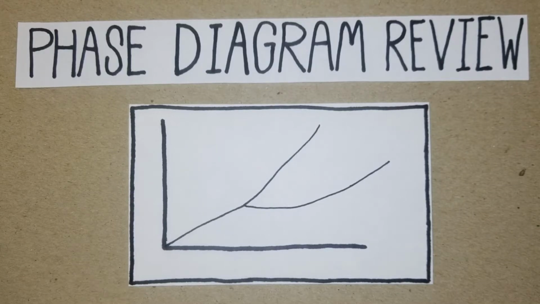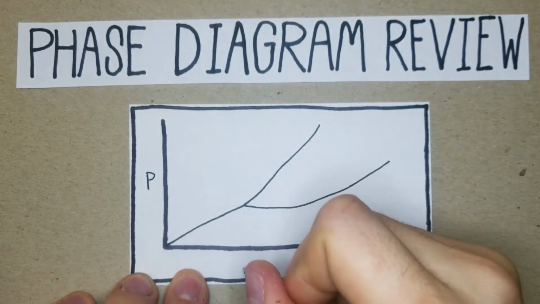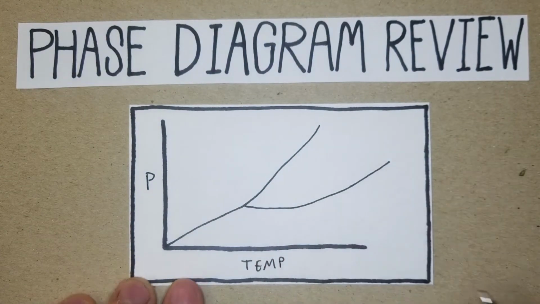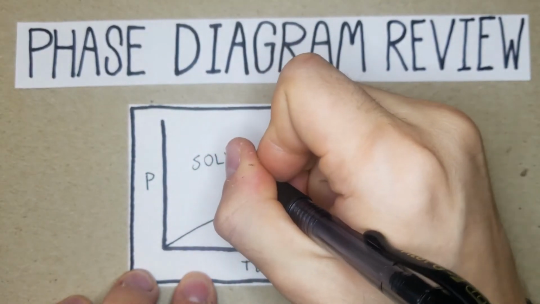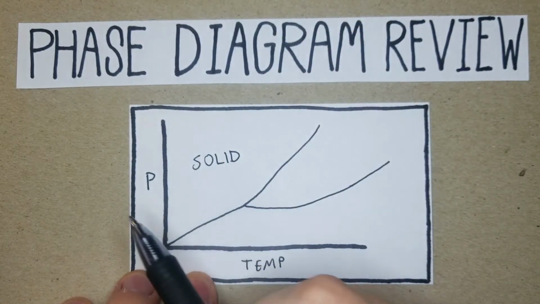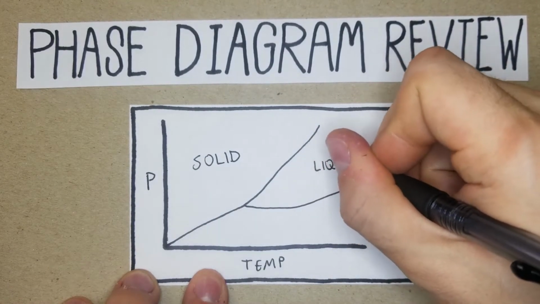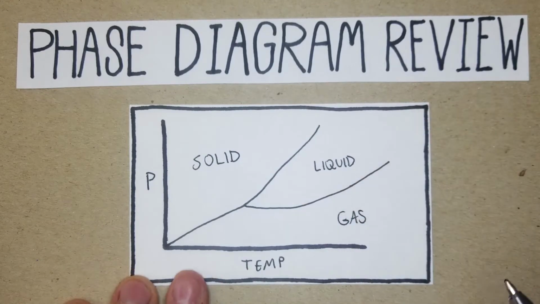How's it going, guys? In this video we're going to do a really quick overview of phase diagrams. So first off, on the y-axis we're going to have pressure, and on the x-axis we're going to have temperature. From there, anything up here that falls into that level of pressure versus temperature is going to be solid. In the middle here is going to be liquid, and down here is going to be gas.